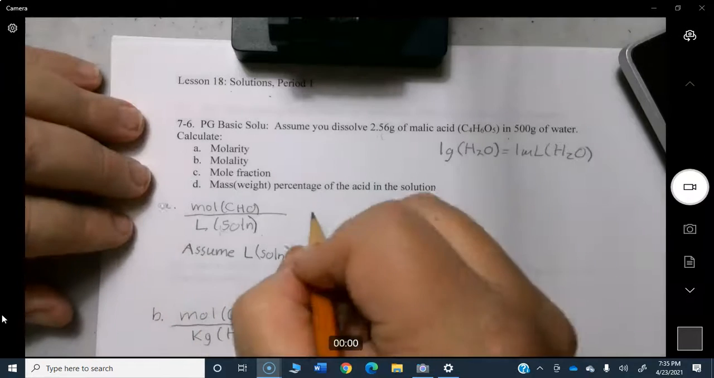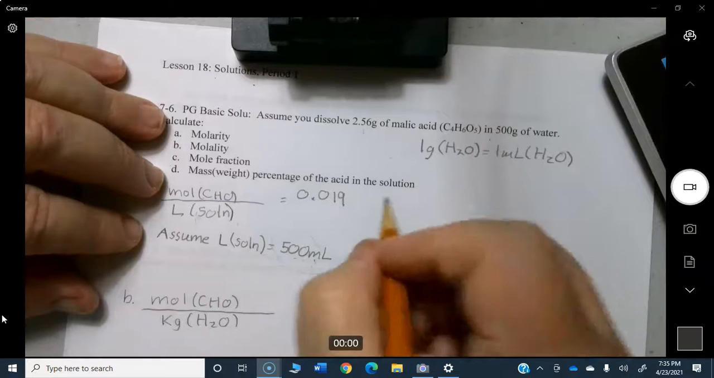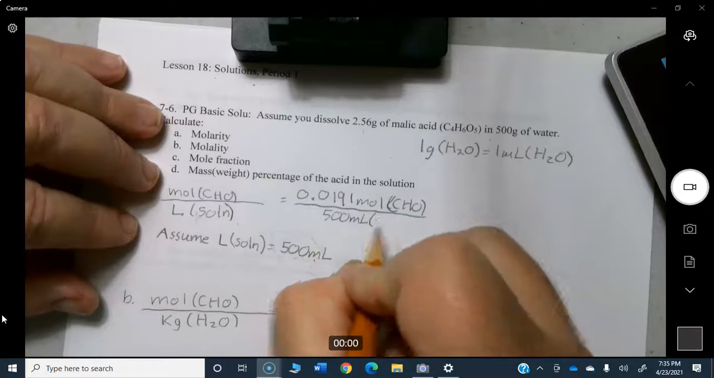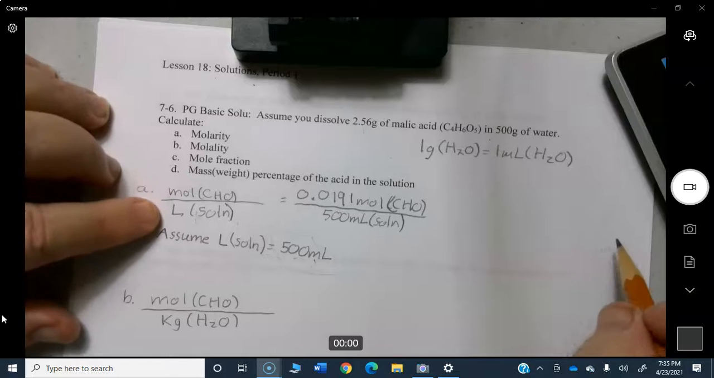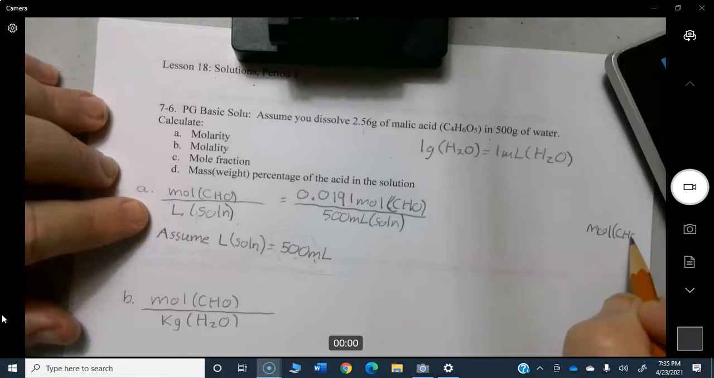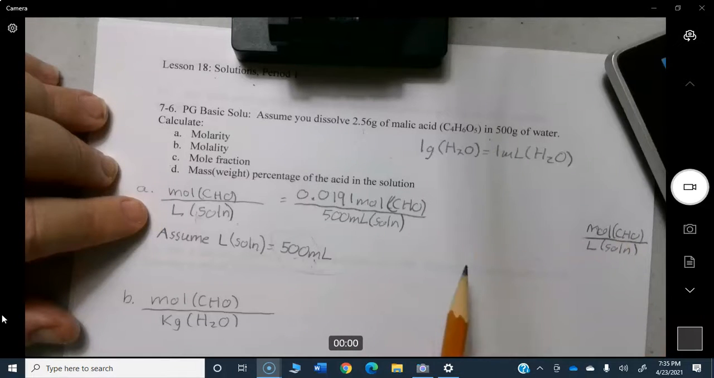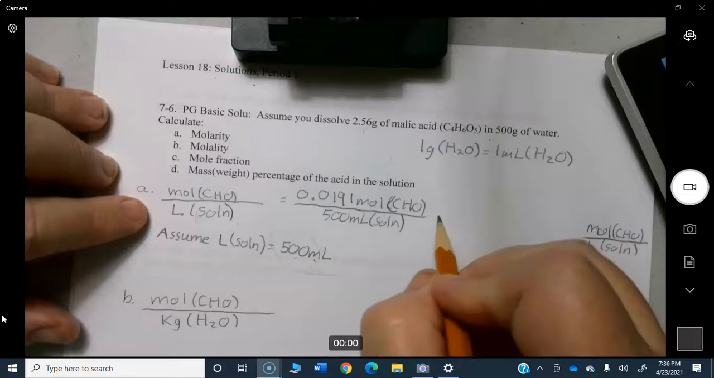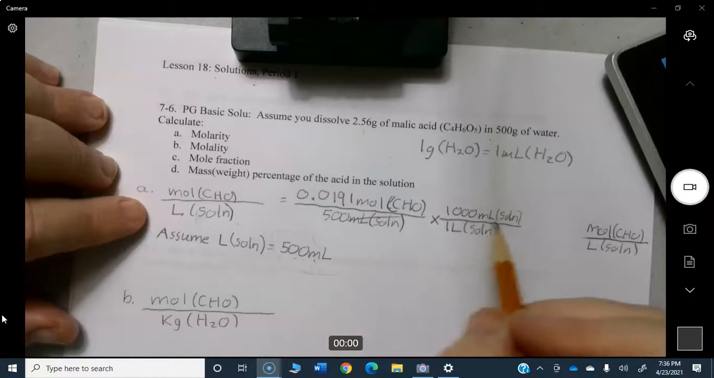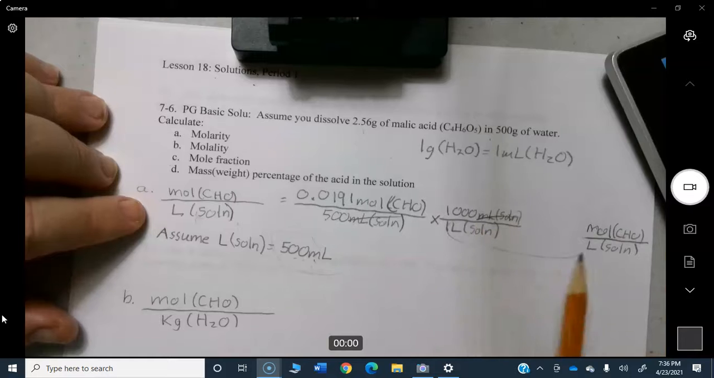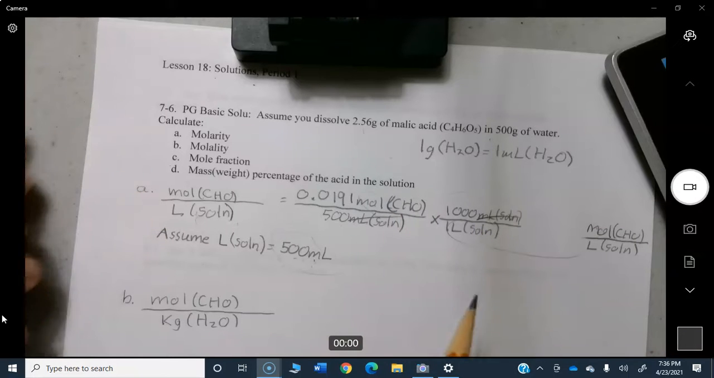Okay, so here we go. So it's moles of CHO. So we figured that out down here. It's 0.019 moles of CHO, 191. Okay, what we're trying to get to is moles of CHO over liters of solution. Okay, so we have moles of CHO on the top. We need to convert milliliters to liters, so that's just one simple conversion. Okay, milliliters solution cancels and cancels, so you have liters of solution on the bottom, moles of CHO on the top.